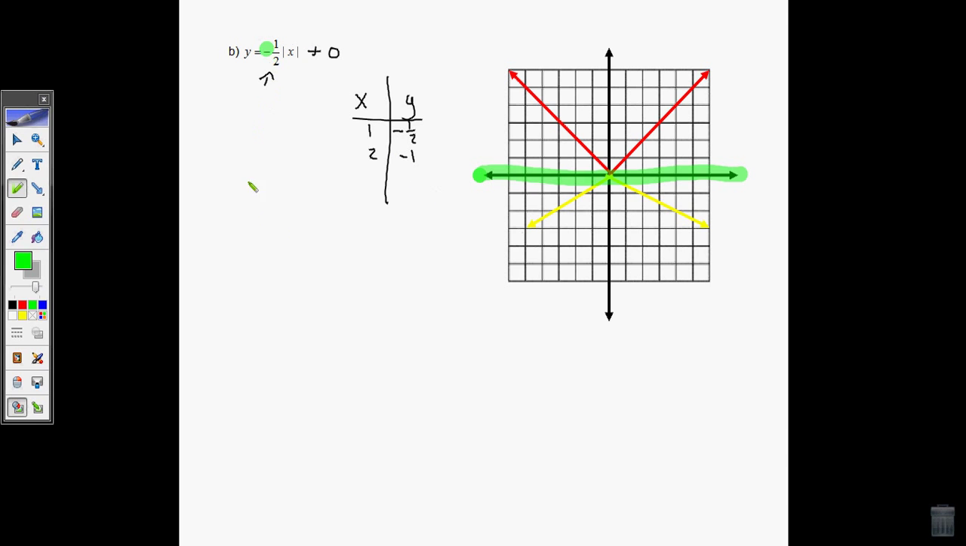And then the 1/2 slope, what did that seem to do? Originally, this had a slope of 1 on the top. Down here, it has a slope of 1/2. So it actually made it look a little bit wider, a little bit fatter. So the slope is going to affect how fat or how skinny this V becomes.